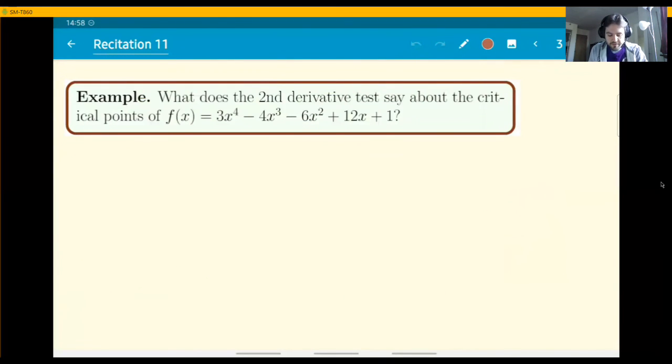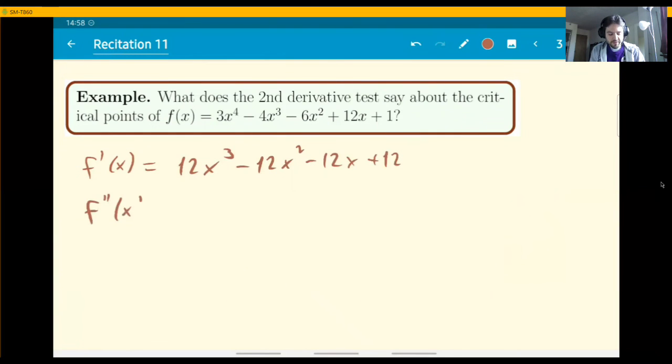So here is now the promised example that I wanted to do in lecture. What does the second derivative test say about the critical points of this particular function? So what you have to do is take the derivatives. We can do that very quickly here. 12x cubed minus 12x squared minus 12x plus 12. And that's it for the first derivative. And we're going to need the second derivative. 36x squared minus 24x minus 12.